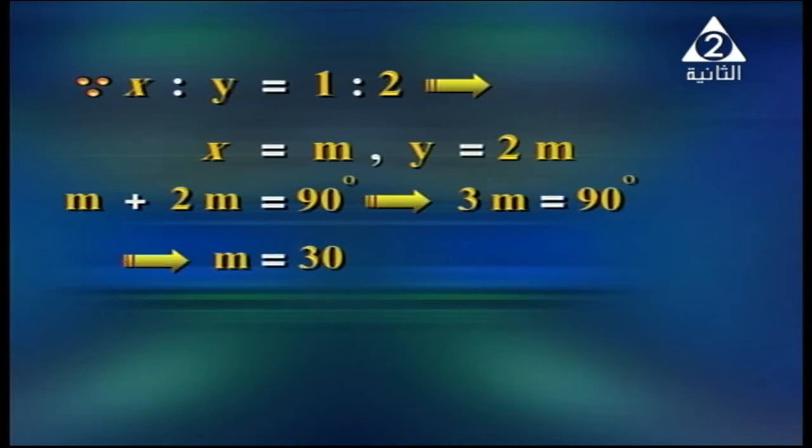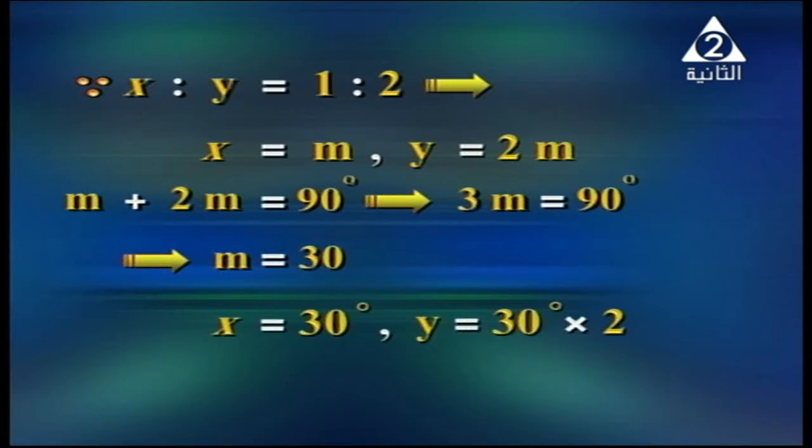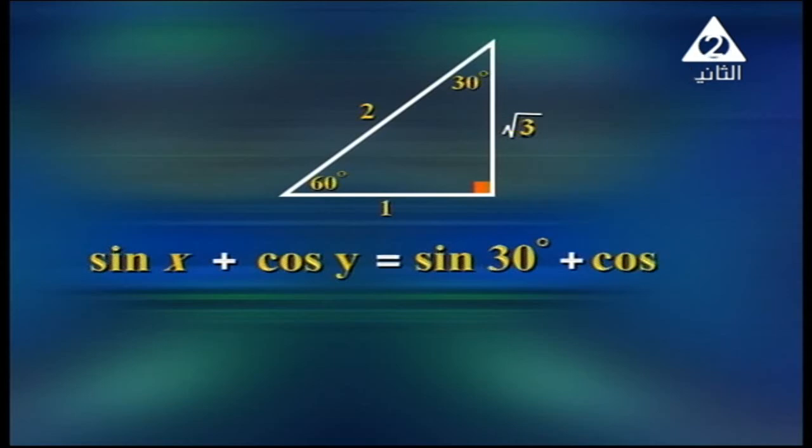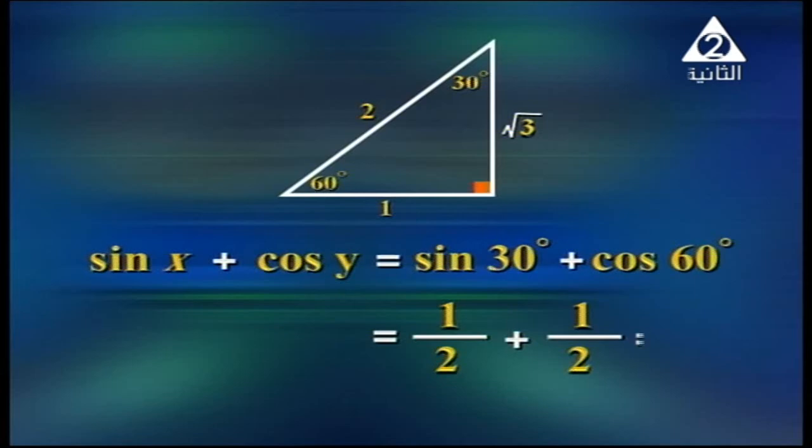So we can find that angle x is 30 and angle y is 30 times 2, which is equal to 60 degrees. Here we can say that sine x plus cosine y, with angles 30 and 60 degrees, hypotenuse 2, adjacent to the 30 degrees will be square root 3. Then to find sine x plus cosine y, it is sine 30 plus cosine 60. What about sine 30? It's half. What about cosine 60? It's half. So half plus half equals 1.